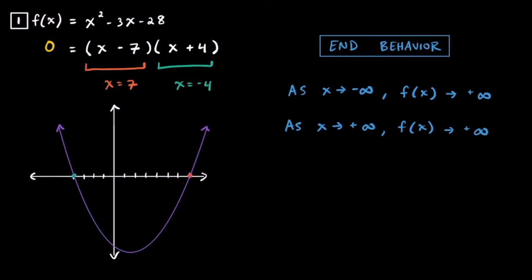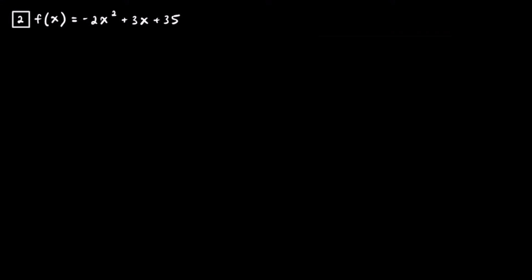For number 2, we have f of x is equal to negative 2x squared plus 3x plus 35. To begin, I'm going to go ahead and factor out a negative from this trinomial, so we have negative on the outside, and then we have a positive 2x squared minus 3x minus 35. Everything just flips signs on the inside. Once we do that, it's going to be a little bit easier to factor this, just because we have positive coefficients a little bit more.